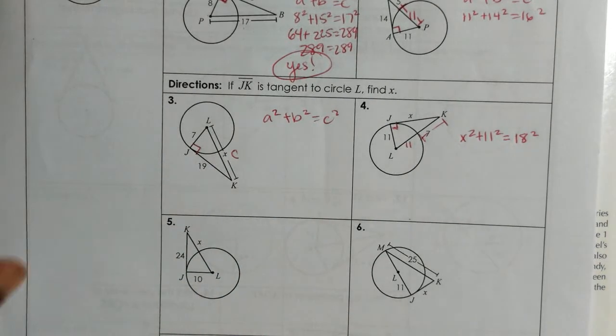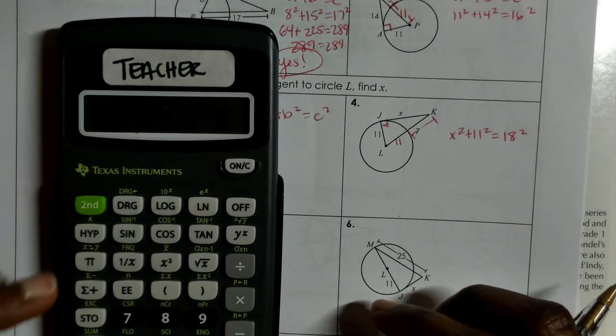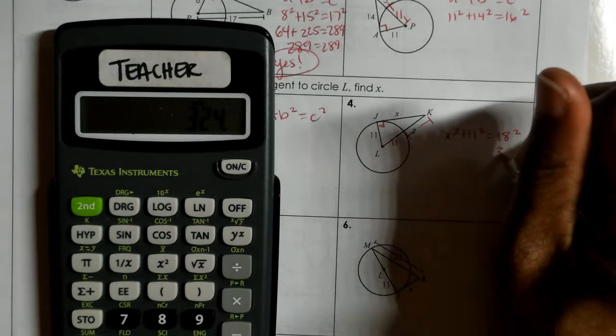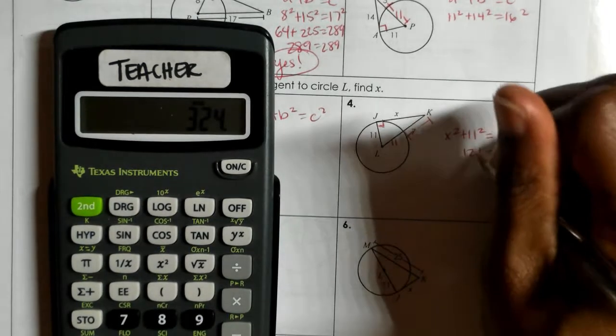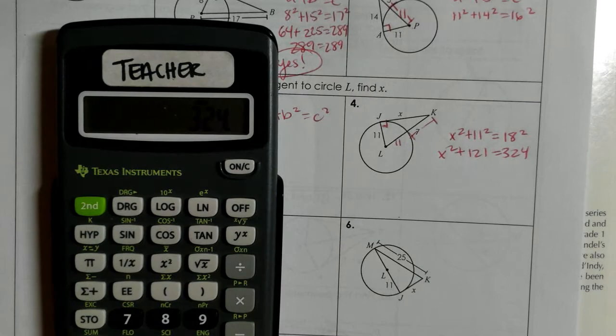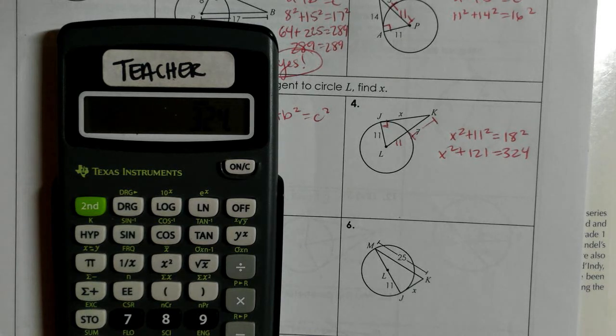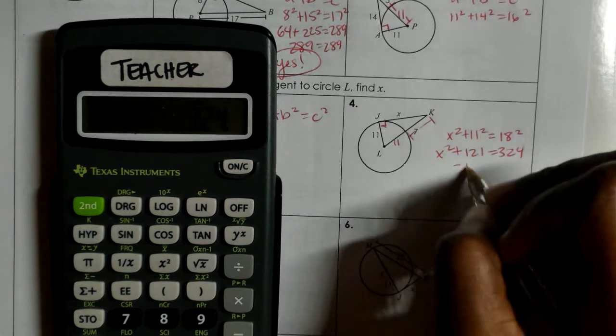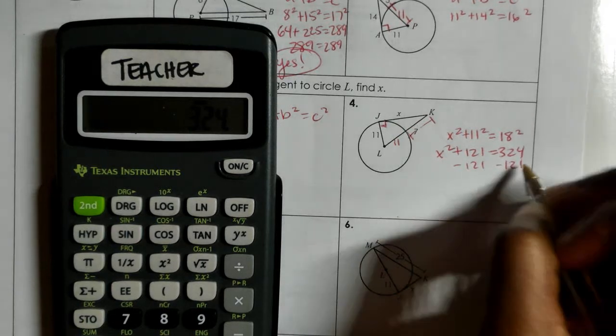Okay, to solve that, we're going to square 8, 15, and square 11. And then we need to get x squared by itself. Right now it's added to 121, so we want to subtract 121 away.